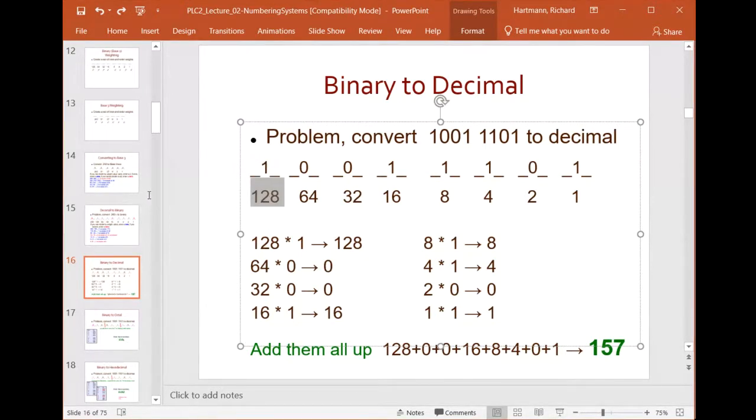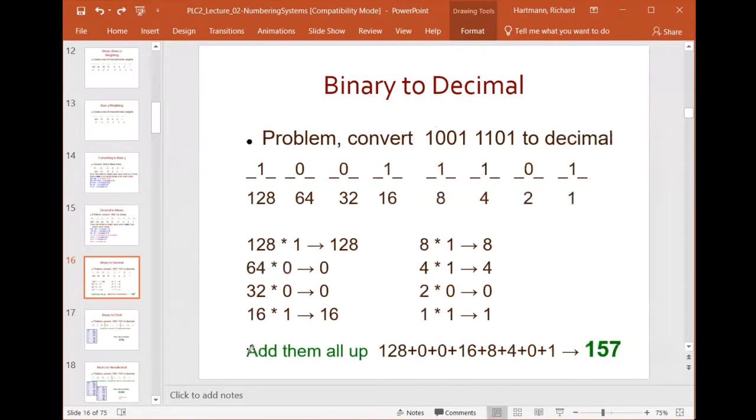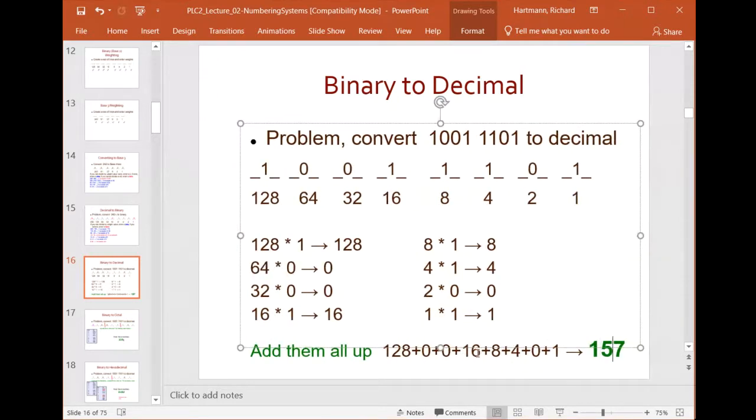Who can't do that? Okay, right? Any number times itself is just its number, right? So 1 times 128 is 128. 0 times 64 is 0. 32 times 0 is 0. 1 times 16 is 16, right? 1 times 8 is 8. 1 times 4 is 4. 0 times 2 is 0, and 1 times 1, of course, is 1. You add those all up, and you get back a decimal value.